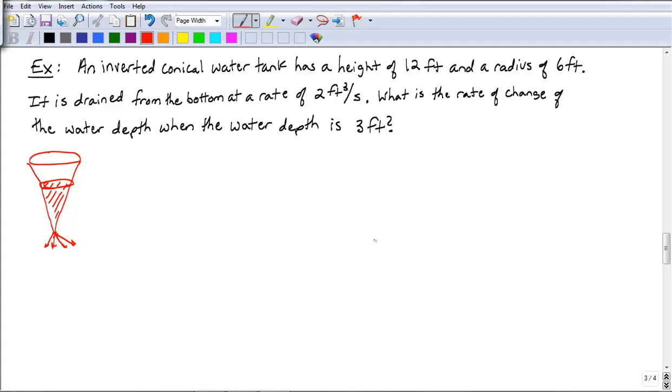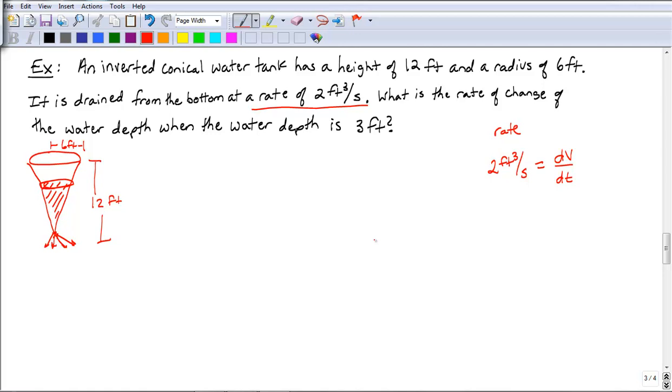And it says the height of this thing is 12 feet. And the radius, and that's the radius on the top here, is 6 feet. It says it's drained at the bottom at a rate of 2 feet cubed per second. Feet cubed per second, that's volume units on top and seconds units on the bottom. So that has to be the change in volume over time. And it says, what is the rate of change of the water depth?